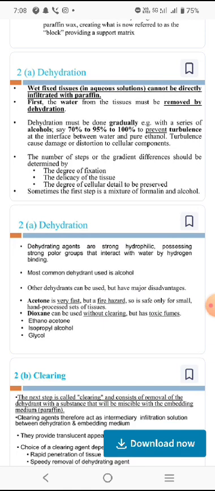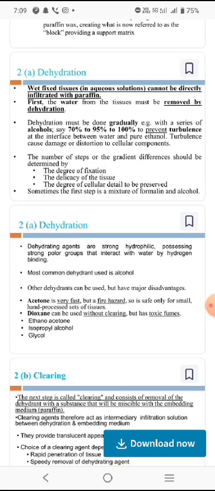Dehydration. Wet fixed tissue in an aqueous solution cannot be directly infiltrated with paraffin. First, the water from the tissue must be removed by dehydration. Dehydration must be done gradually, for example with a series of alcohols, 70% to 95% to 100%, to prevent turbulence at the interface between water and pure ethanol, causing damage or distortion to cellular components. The number of steps is a differential that determines the degree of fixation, the resistance of the tissue, and the degree of cellular detail to be preserved.